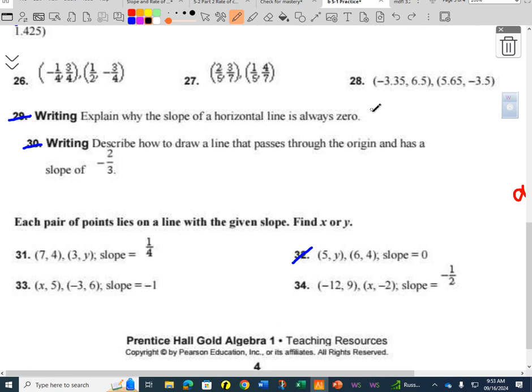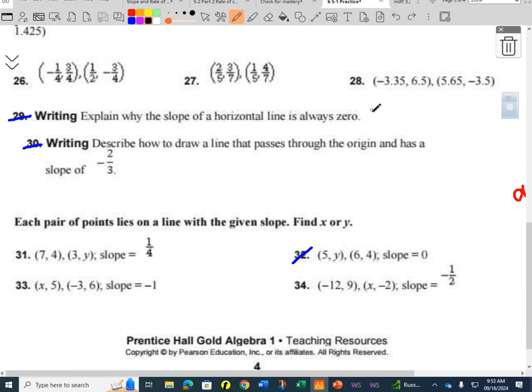Brooklyn, can you tell me now that I've explained it? Start here. How far do we go right? 3, and how far do we go up? Yep, that ordered pair is 3, 3.